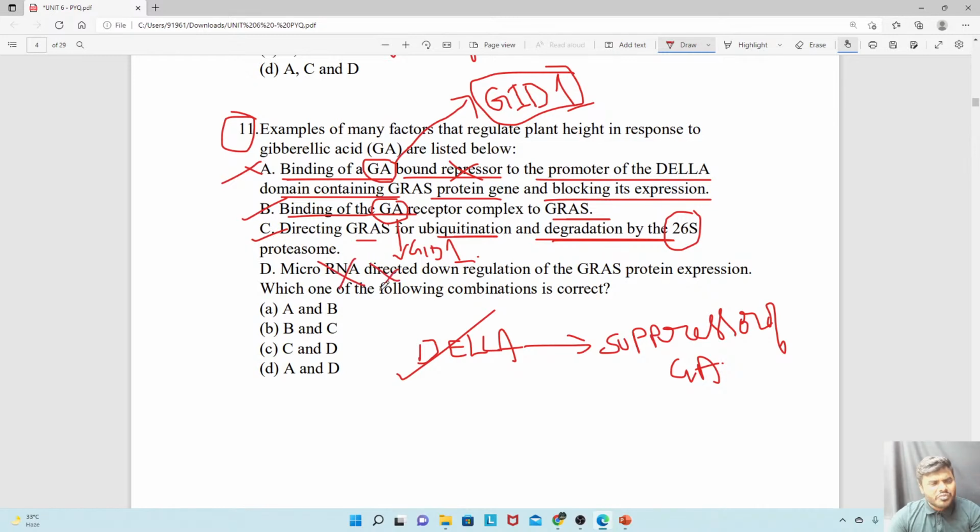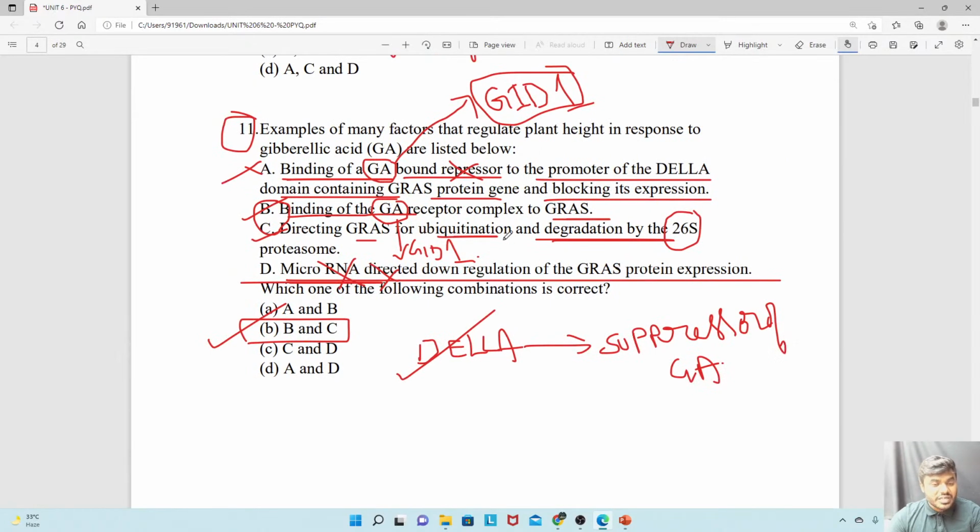And what is the role of microRNA in gibberellic acid expression? In gibberellic acid expression, there is no role of microRNAs. Why would we regulate the RNA level here? We are not regulating anything with respect to the RNA level. Absolutely wrong statement. Correct statements are B and C. Hence the correct answer will be B. It's a very simple and very direct question. You have to think and answer.